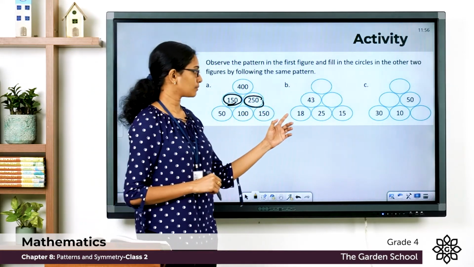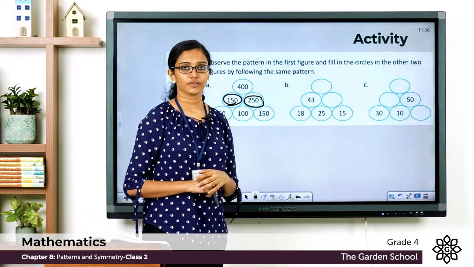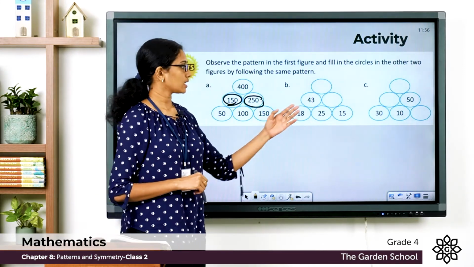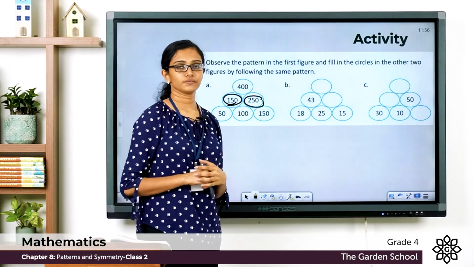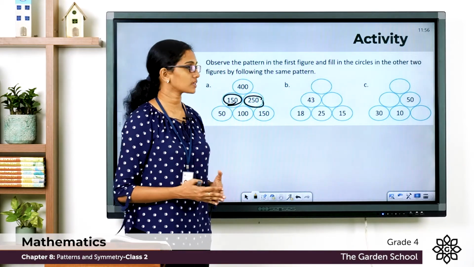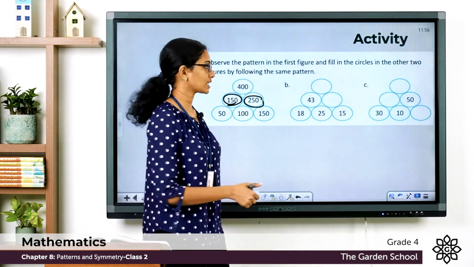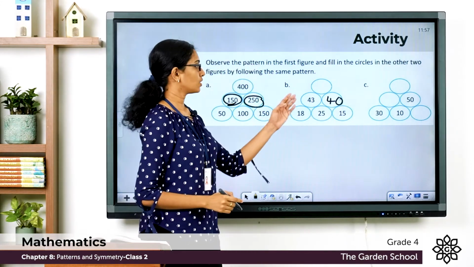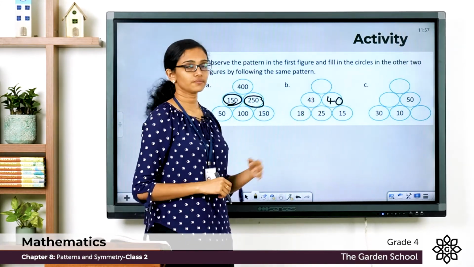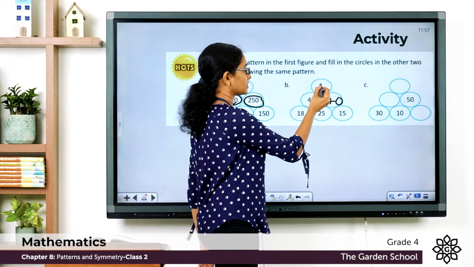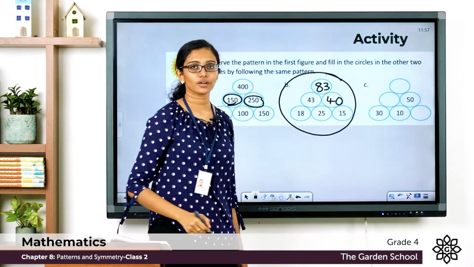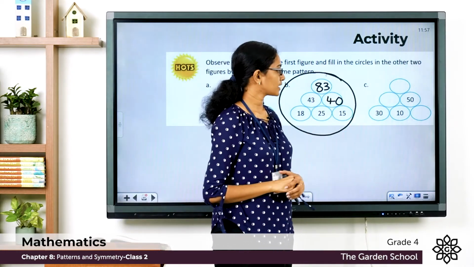So let's add these numbers 18 and 25. And that is equal to 43. It's already given there. Now the numbers 25 and 15. What is 25 plus 15? 25 plus 15 is equal to 40. Now we have to add this 43 and 40, which is equal to 83. So we have solved this question. I hope you got this one correct. Now let's move on to the next one.